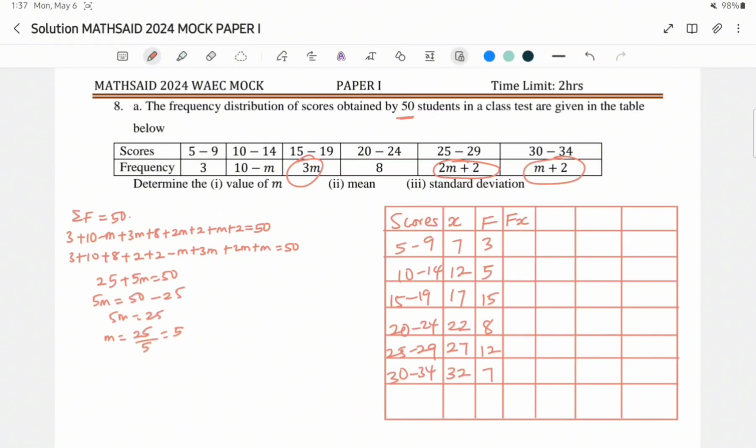So now that we've done that, let's quickly write the values of fx. 7 times 3, 21. I'll be very fast about this.